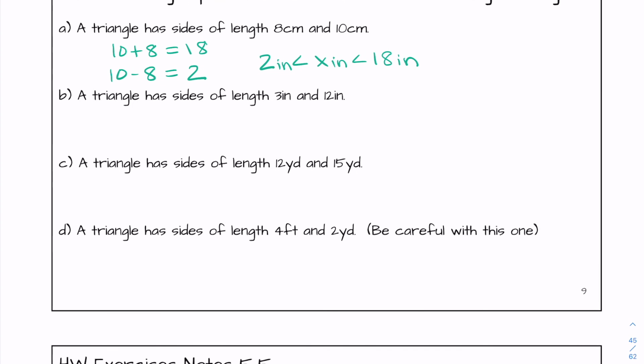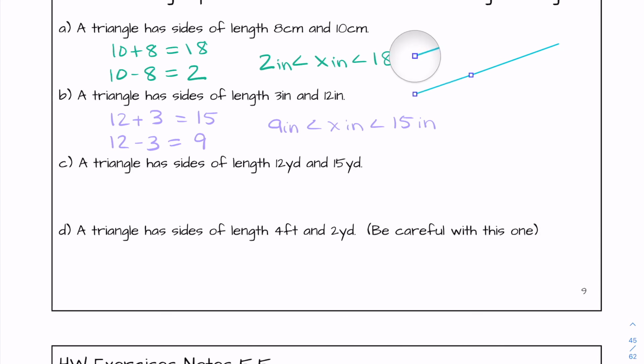So we're going to do 12 plus 3 and 12 minus 3. So we get 15, and we get 9. So 9 inches is less than X inches is less than 15 inches. And think about it like this. If you have something and something else, what I can do is I can move this all the way out here, but that would make a line. So it's going to be a little bit shorter than that. And that will let you connect your third side of your triangle.